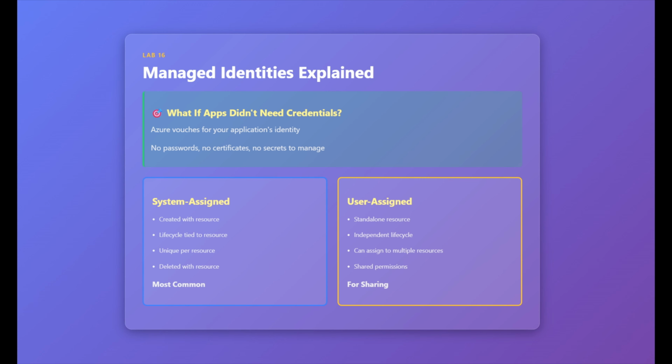There are two types of managed identities: system assigned and user assigned. So what is system assigned? System assigned is created as part of the Azure resource, like a VM, app service or function app. Its lifecycle is tied to the resource. Delete the VM, and the identity is also deleted. Each resource gets its own unique identity, best for scenarios where each resource needs different permissions.